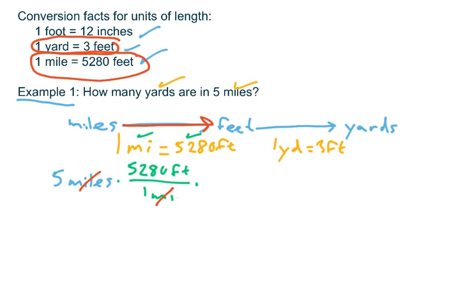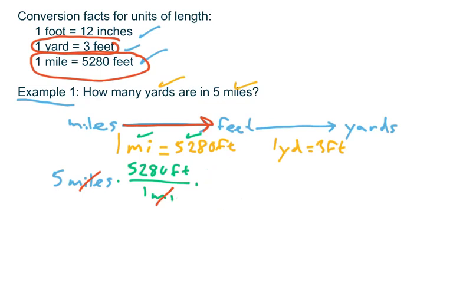Let's write them both down and take a look. I could do this. I could multiply by 3 feet over 1 yard. Because I've got the same quantity in the numerator and the denominator, I'm just multiplying by 1, but it doesn't make the units of feet divide out. That's not the one I want.